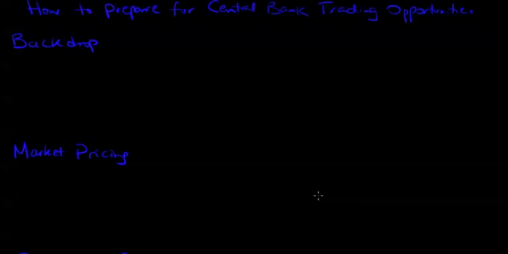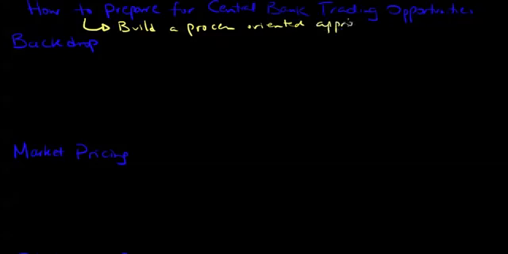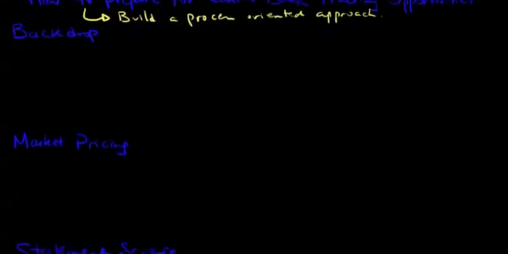Like anything that we're trying to do in any course or any sort of endeavor in trading, you want to build a process. So what we're trying to do here, like we just said, is build a process oriented approach. Now, in trading these events, I would say there are probably 5 very key steps.